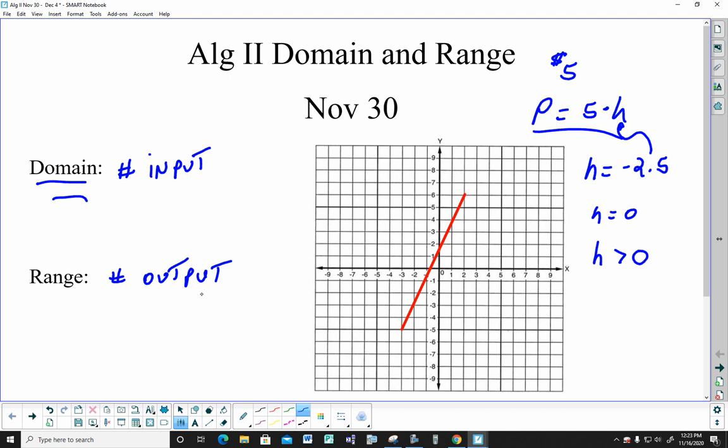Range would be the answer, in other words, the size of your paycheck. So a negative paycheck doesn't make any sense. A paycheck of 0 doesn't make any sense. So the size of your paycheck also would need to be greater than 0. So this would be the domain. This would be the range. The hours you work have to be greater than 0, and your paycheck has to be greater than 0.